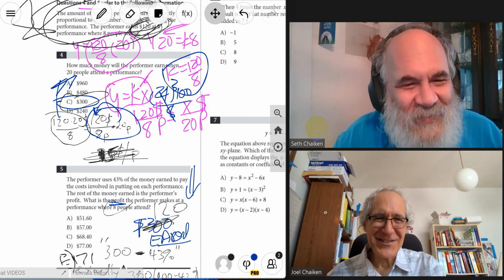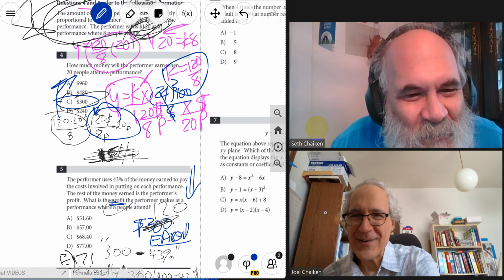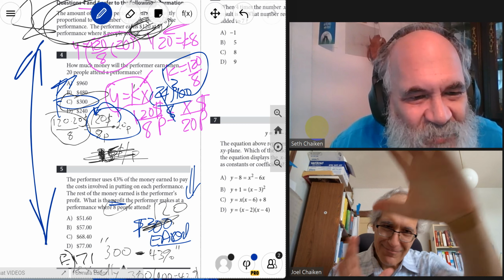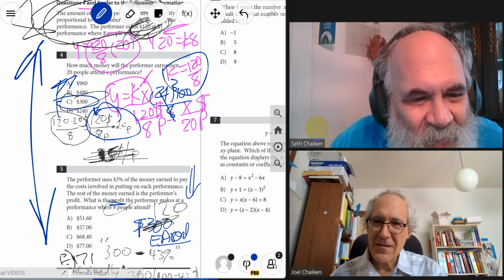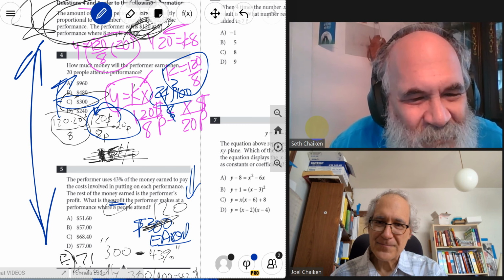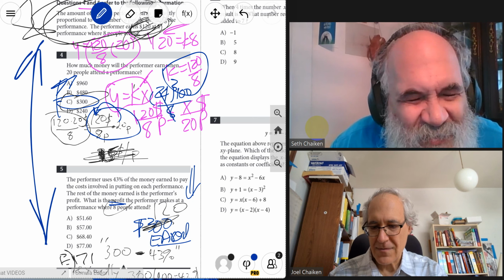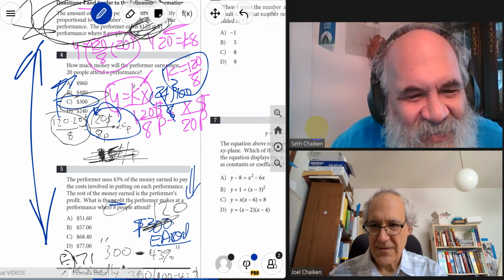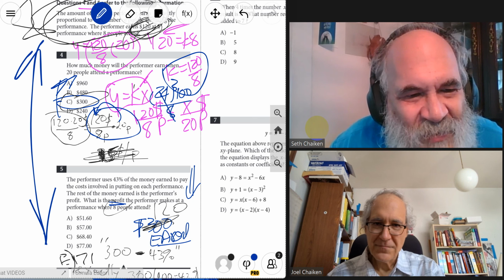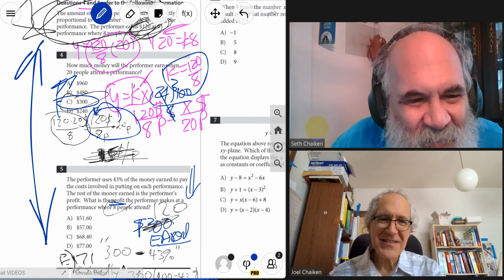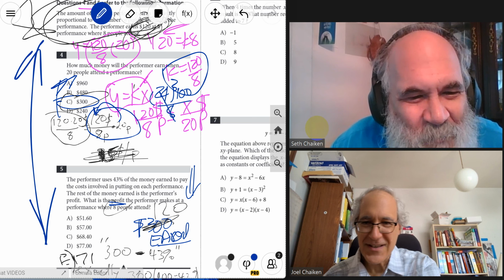But the lesson to be learned is, when you have multiple questions, keep everything in the same picture. 120 times 0.57. So now it's 120 times 0.57. 57 is about 6/10. 6 times 12 is 72. So it must be D. I guess it's D. Right? Yeah, it's D.